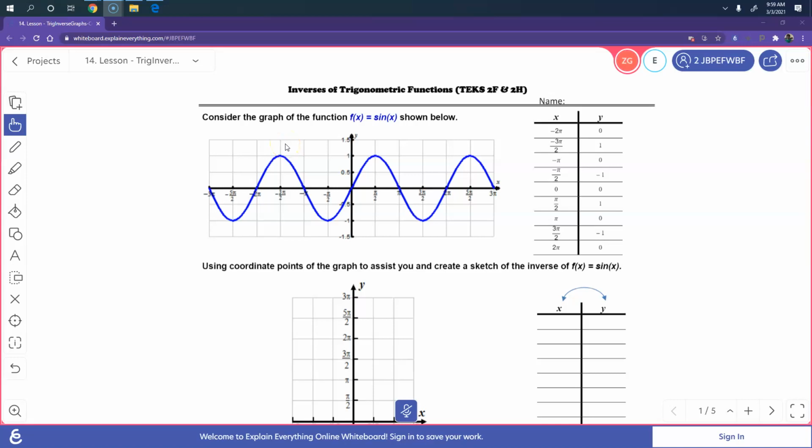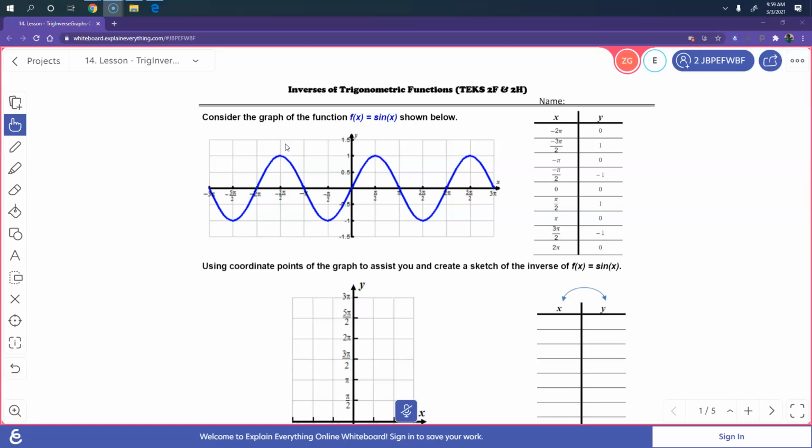This lesson has to do with the inverse of trig functions. We're going to investigate sine, inverse of sine and inverse of cosine. You notice that we have a table there for the sine function, and we know it's periodic. We know it's a function because it passes the vertical line test.